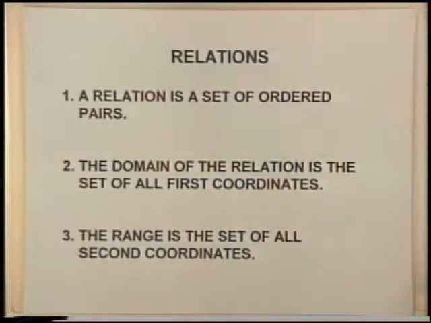In mathematics, we generally talk about relationships that exist between numbers. First, we're going to look at the definition of a mathematical relation. A relation is a set of ordered pairs. The domain of the relation is the set of all first coordinates, and the range is the set of all second coordinates. So first of all, we see that when we talk about a relation in mathematics, we're simply talking about a set of ordered pairs.